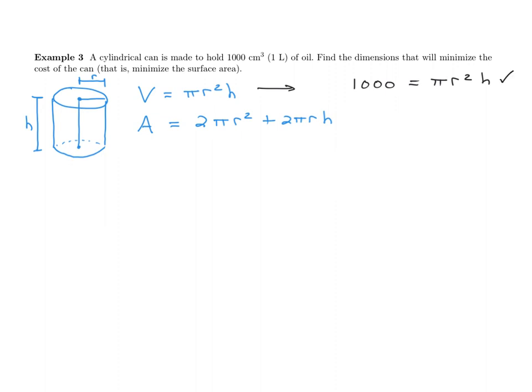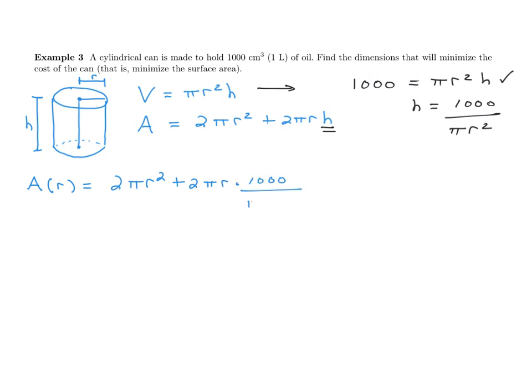So in this equation, h is equal to 1,000 divided by pi r squared, and I'm going to place that right here. Area is now defined as a function of just r. It's 2 pi r squared plus 2 pi r, and h is 1,000 divided by pi r squared.